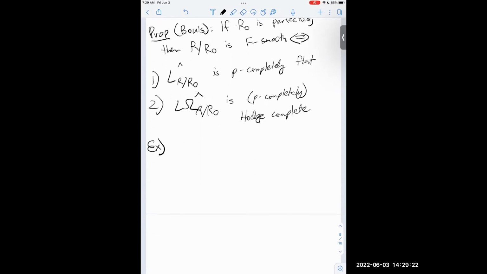Right. So another example is Z_p itself. Another example of an F-smooth ring is the ring Z_p. And this is essentially explained in the APC paper. But in this case, you can make these objects very explicit. Let me say it again. If you consider the cohomology of the Nygaard pieces of the prismatic cohomology of Z_p, but with mod p coefficients, then you can compute this explicitly.